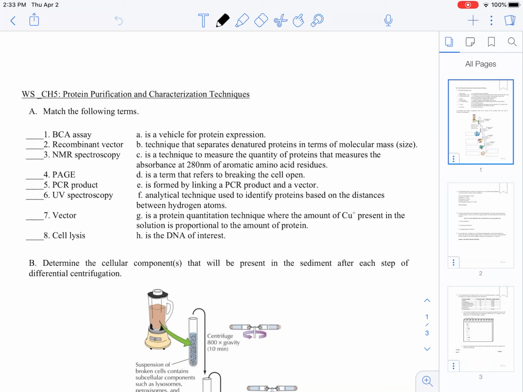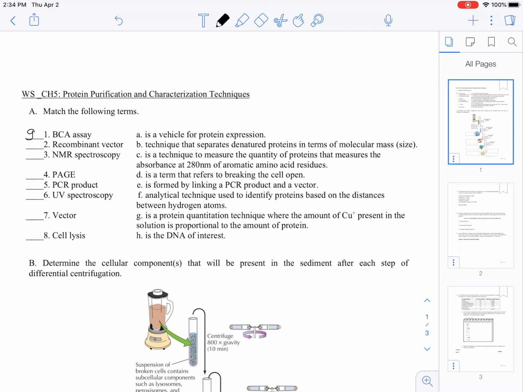This video is for the answers for the worksheet for chapter 5, which has to do with the purification and characterization techniques of proteins. Part A is a match of the terms that we have on the column on the left with the definitions that are on the column on the right. Let's get started. So, the BCA assay, the answer is G.